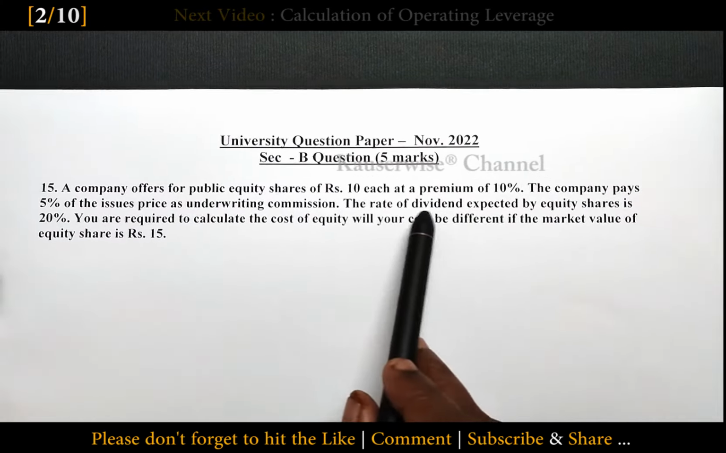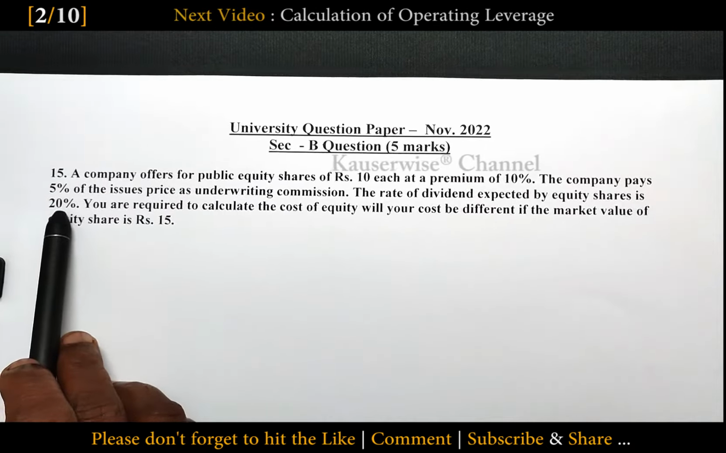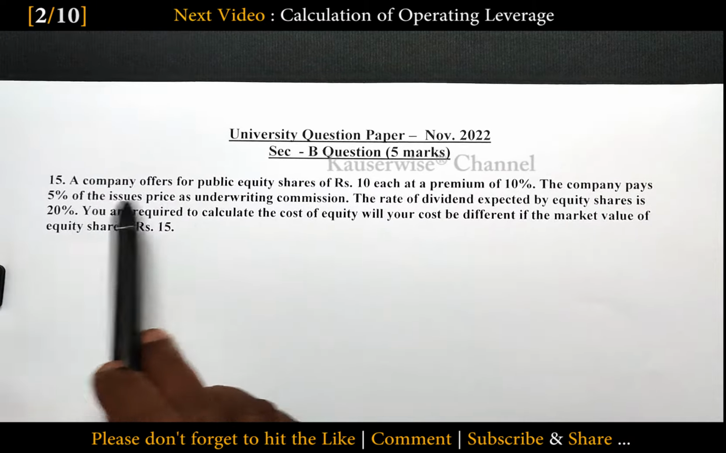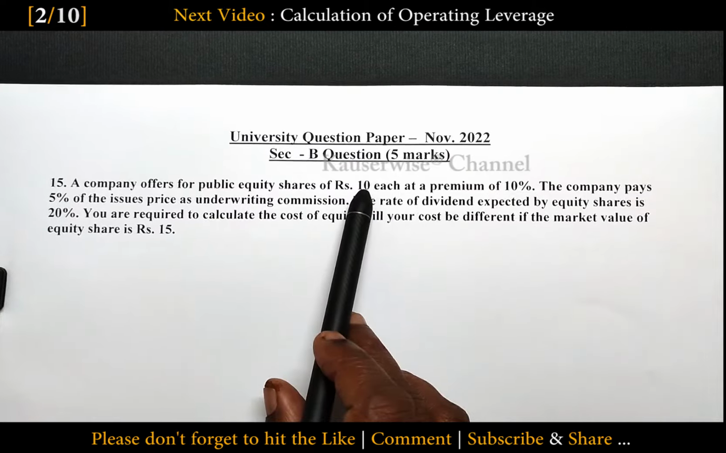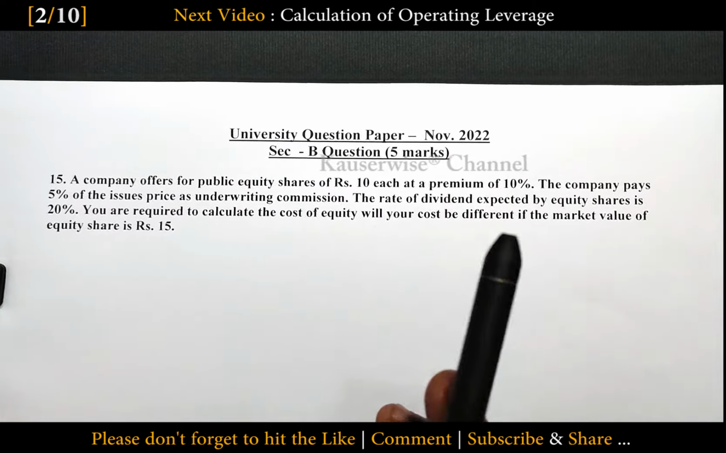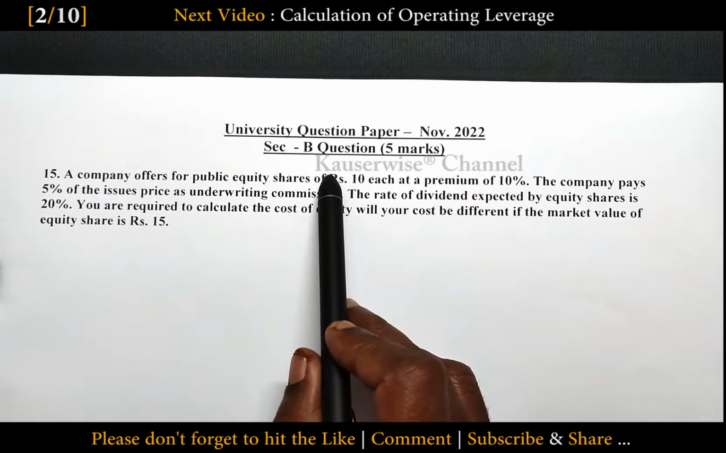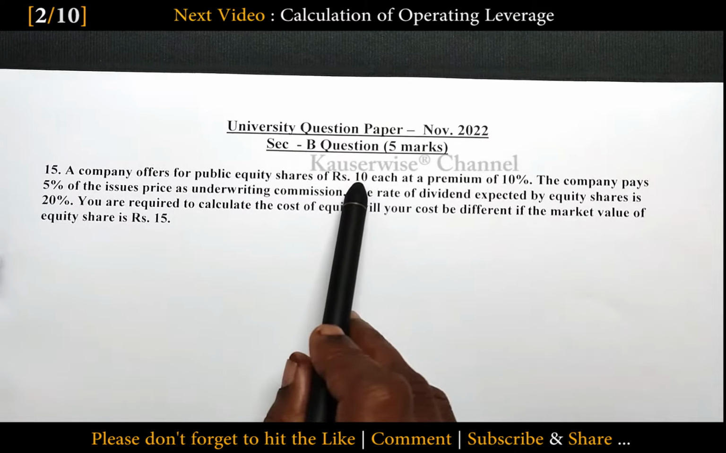Okay. The rate of dividend expected by equity shares is 20%. Okay. The expected dividend is 20% on face value. So whatever may be the issue price, issue at par or issue at premium or issue at discount, the dividend will be payable only on face value. Okay. So how much dividend? 20% on 10 rupees.